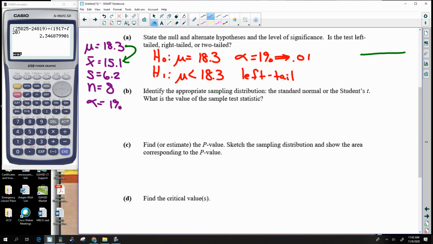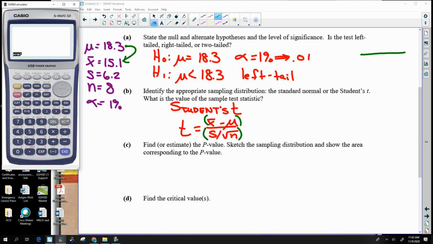All right, because this has an S, this is going to be a student's T. And because this has the S in the formula, which is x bar minus mu over S divided by the root of n. However, similar to the sigma, we keep completely top and completely bottom in its own unique parentheses. So 15.1 minus 18.3, divided by 6.2 divided by the root of 8. This is a T, so I run out this decimal to 4 places. Z's go to 2, everything else goes to 4.